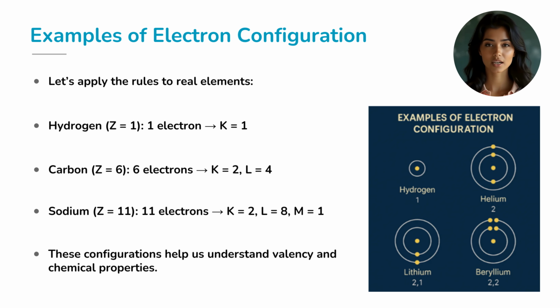Next is sodium, atomic number 11. It has 2 in K shell, 8 in L shell, and 1 in M shell. So we say 2 is to 8 is to 1. These electron configurations not only follow Bohr-Bury rules, they help us understand valency, bonding, and periodic trends. You can see these visually represented in figure 4.4, showing the structure of the first 18 elements.